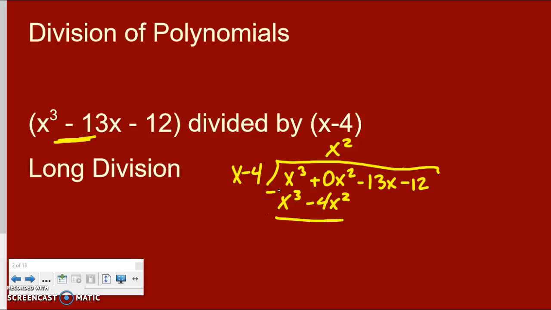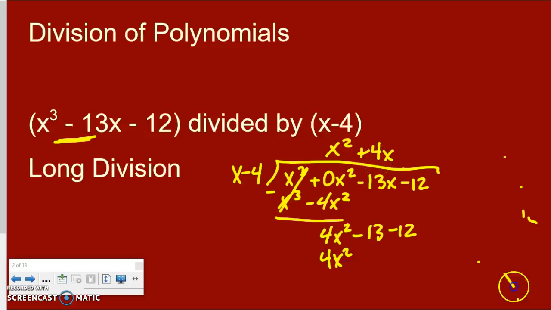In long division, you're always subtracting at this point. The x cubeds eliminate. 0x squared minus negative 4x squared is a positive 4x squared. And then just bring everything else down. You don't have to, that's just how I do it. Now the process is repetitive. What times x gives you 4x squared? Well, that'd be a 4x. Then 4x times x is 4x squared.